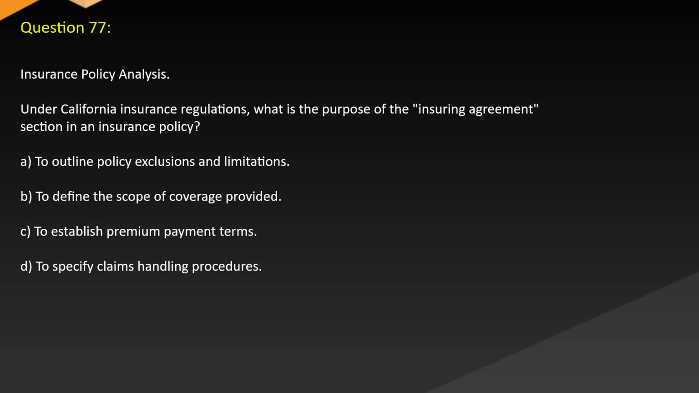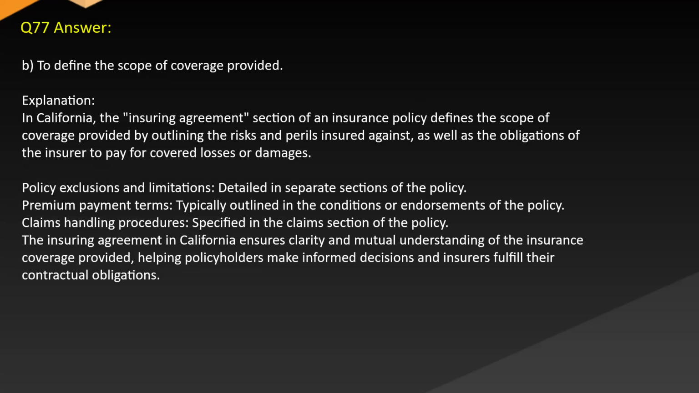Insurance policy analysis. Under California insurance regulations, what is the purpose of the insuring agreement section in an insurance policy? A. To outline policy exclusions and limitations. B. To define the scope of coverage provided. C. To establish premium payment terms. D. To specify claims handling procedures. Answer. B. To define the scope of coverage provided.